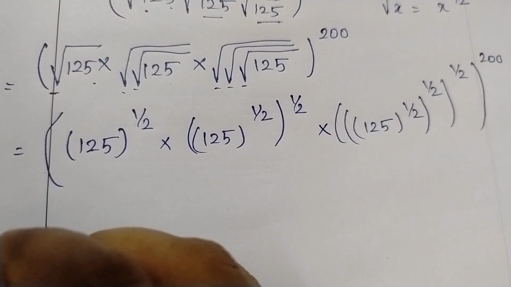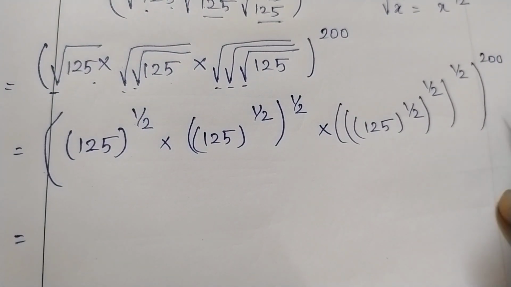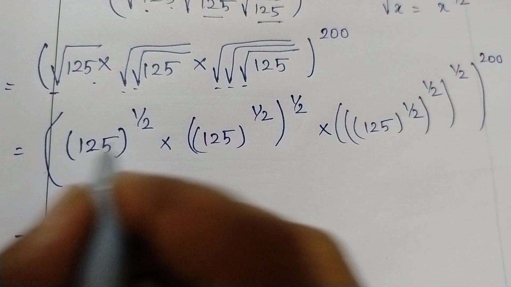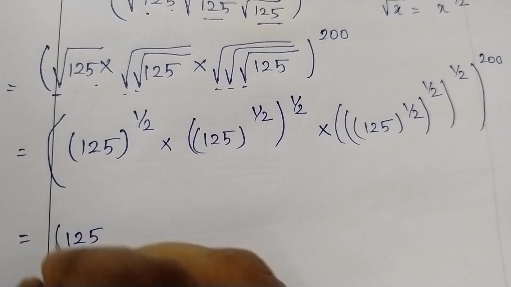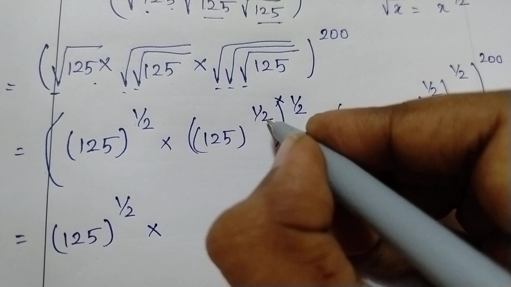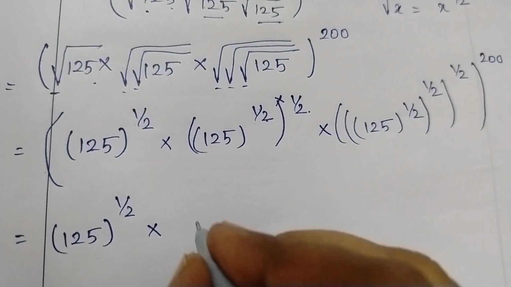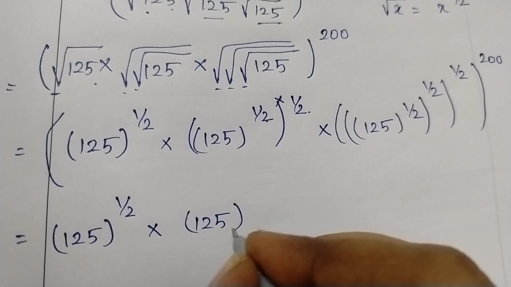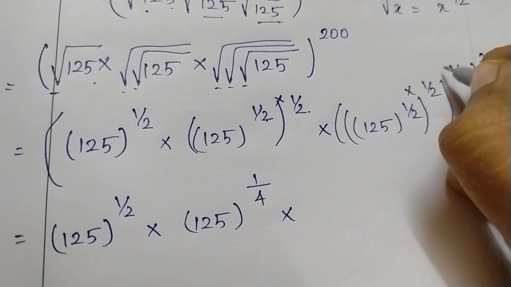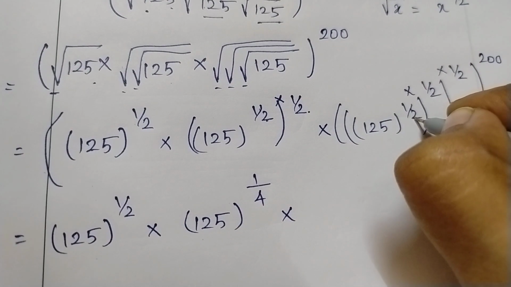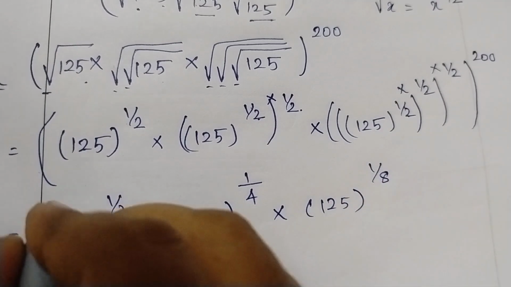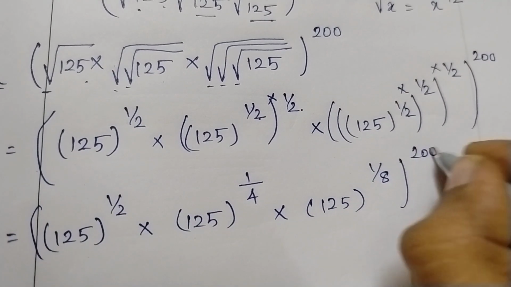So therefore g is equal to, we know that. Okay, before that just simplify this. So just write 125 the whole power 1 by 2 into. So we are able to multiply these two, right? 1 by 2 into 1 by 2, 1 by 4. So just write that 125 to the power of 1 by 4 into, similarly 1 by 2 into 1 by 2 into 1 by 2, 2 2s are 4, 4 2s are 8. So 125 to the power 1 by 8 to the power 200.